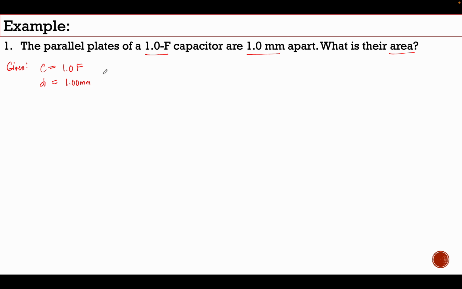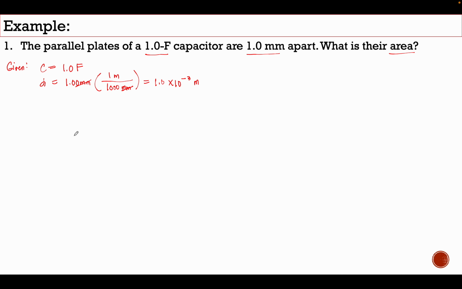So 1 millimeter, when we convert that into meters, diba, 1 meter is equal to 1,000 millimeters. Okay, so now 1 millimeter in terms of meter is equal to 1 times 10 to the power of negative 3 meter. So that is the value of the distance between the two parallel plates in terms of meter.